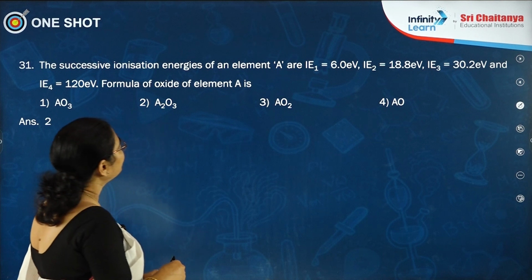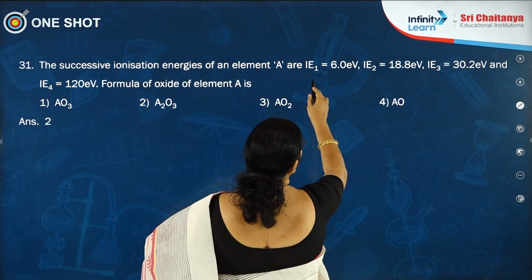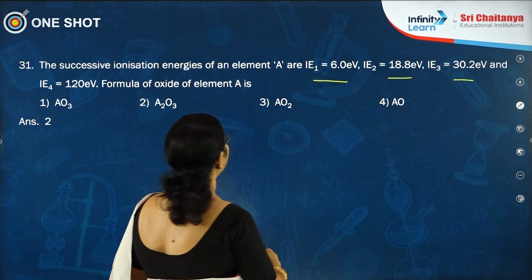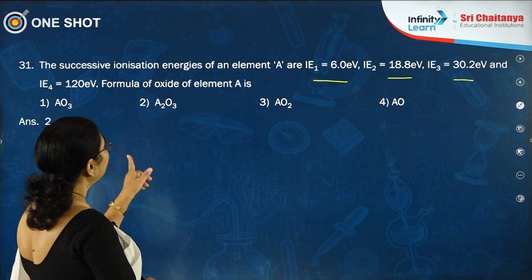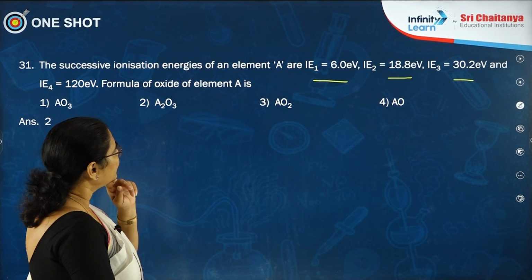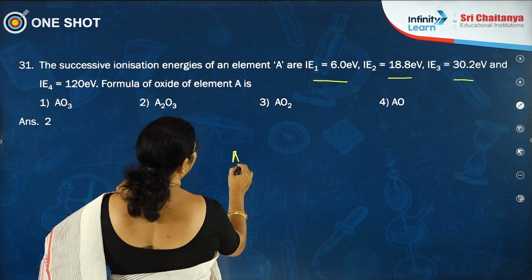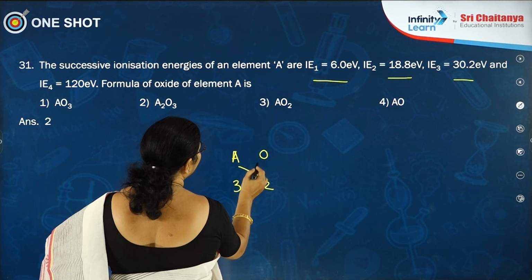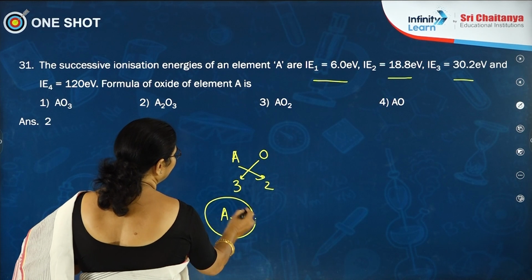Successive ionization energies of an element. See, this question was already repeated. These are the first three values, and the fourth one is 120. We can see the maximum difference between 3 and 4. So this element loses how many electrons? 3 electrons. So the element is A, whose valency is 3, oxygen is 2, crisscross, we get A2O3. This is the answer.